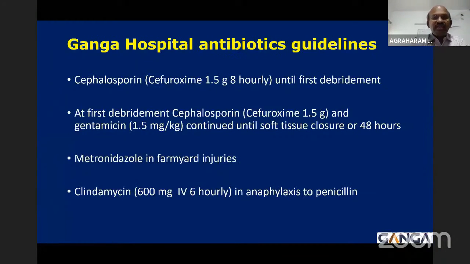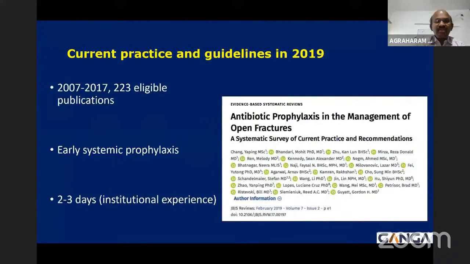In our hospital, we follow the guidelines like cephalosporins are given routinely. Initial bolus dose of 1.5 grams, followed by 8th hourly 750 mg of cefuroxime. And after the debridement, 2 days of antibiotics are given. Along with cephalosporins, amikacin is given. And if there is any farmyard injury, we consider giving additional metronidazole. And if there is any penicillin allergy, clindamycin is considered. And the current guideline is that 2 to 3 days of antibiotics is sufficient.